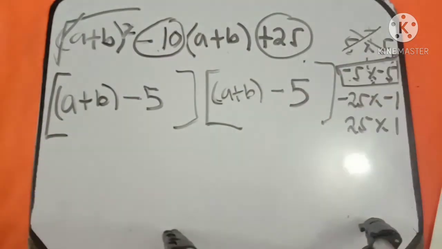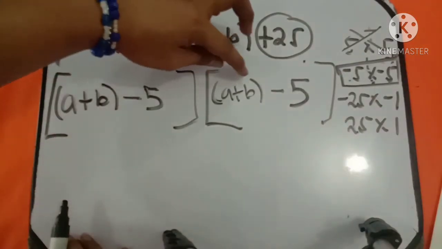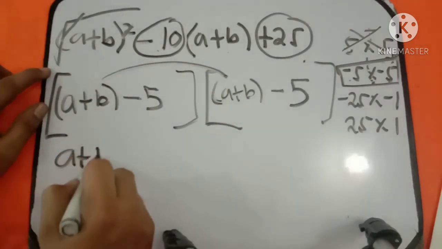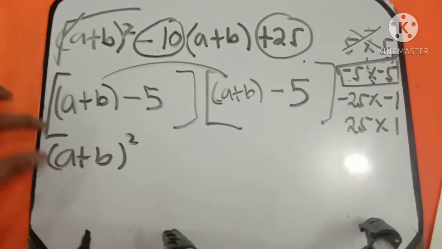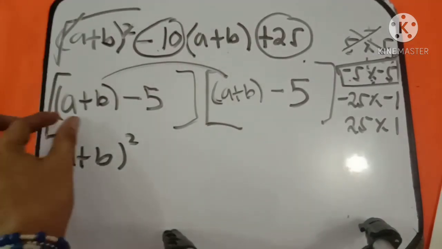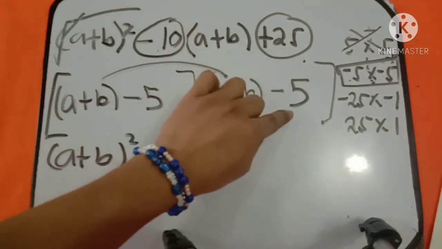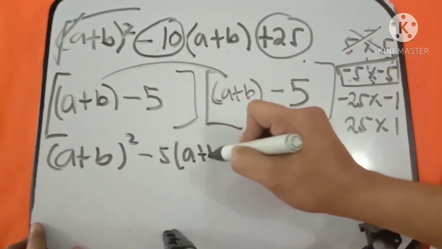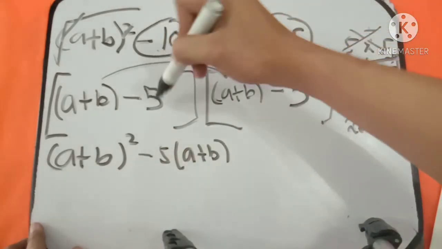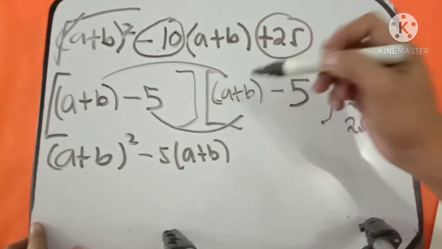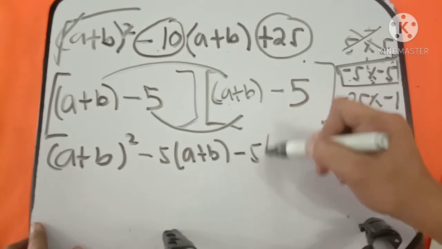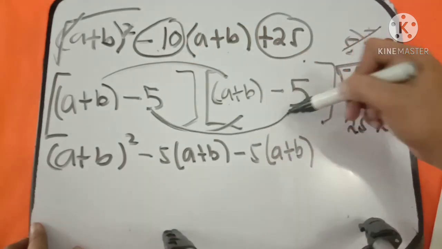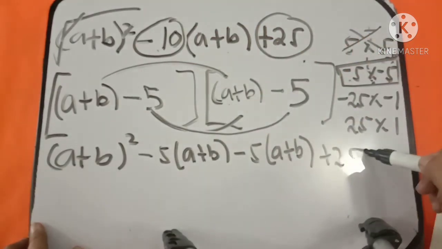Alright, let's check. The quantity of a plus b times the quantity of a plus b. By using the FOIL method, we can say a plus b squared, and that is our first term. Then the quantity of a plus b times negative 5 is simply negative 5 times the quantity of a plus b. Then negative 5 times the quantity of a plus b is again negative 5 times the quantity of a plus b. Then negative 5 times negative 5 is positive 25.